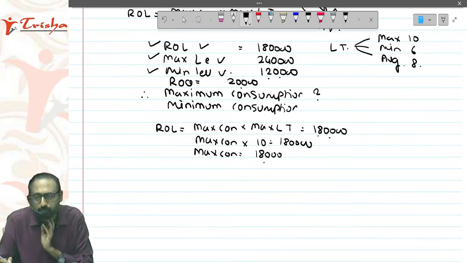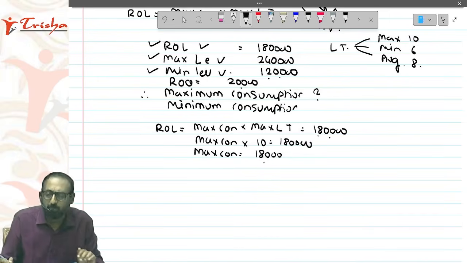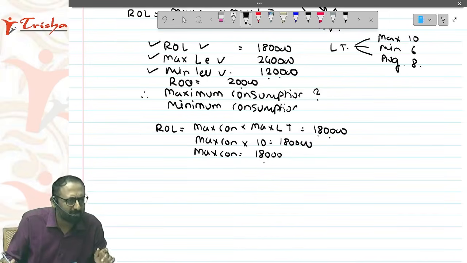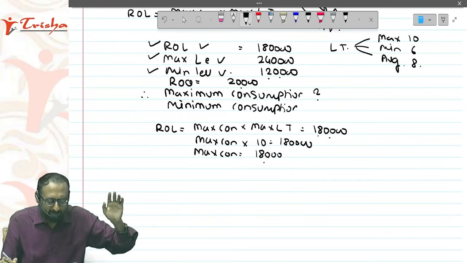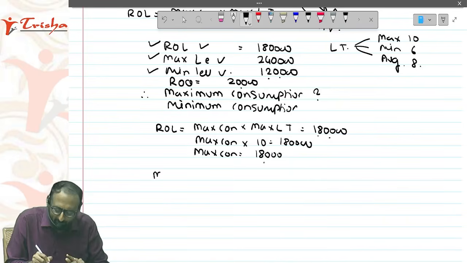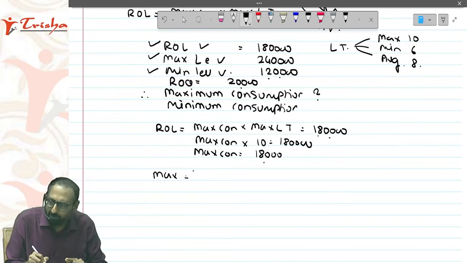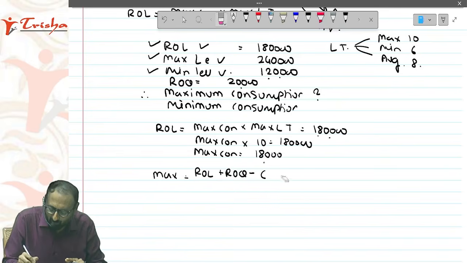Yes or no? If I want to find minimum consumption, please tell me which level I will go to: reorder level, maximum level, minimum level. Is it maximum level, sir? What is the formula for maximum level? Reorder level plus reorder quantity minus minimum consumption multiplied by minimum lead time.